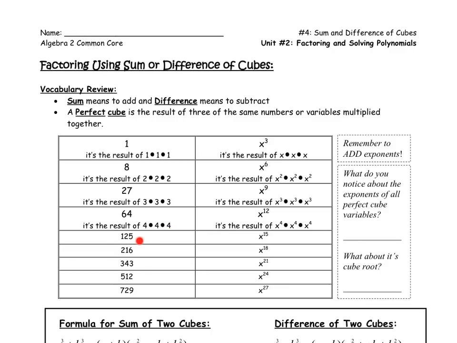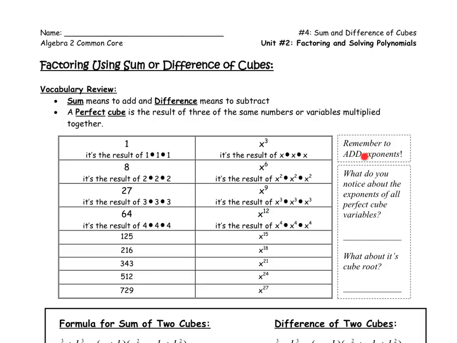125 is a perfect cube. It's the result of 5 times 5 times 5. And so are the rest of these down here. Now let's move on to variables. The first perfect cube variable would be x to the third. It's the result of x times x times x. Then we have x to the sixth because it's the result of x squared times x squared times x squared. Then we have x to the ninth, x to the 12th, and so on and so on.